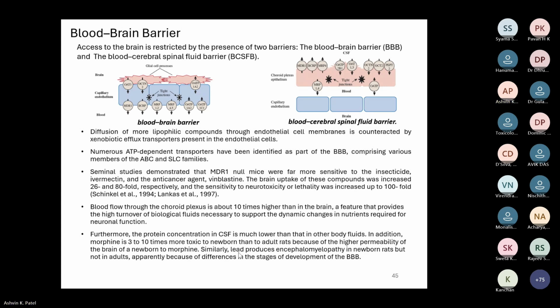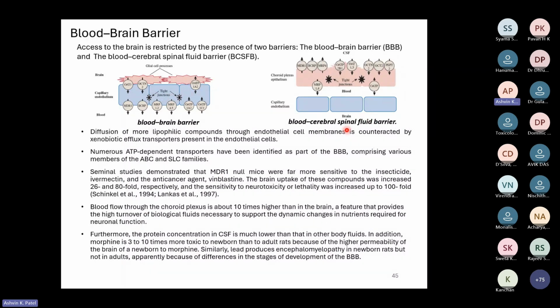Blood-brain barrier. Access to the brain is restricted by the presence of two barriers. First is the blood-brain barrier, and another is the blood-cerebrospinal fluid barrier. This is a schematic diagram of the blood-brain barrier with the different transporters available in the capillary endothelium, and these are the glial cells, specifically astrocytes, which play a role in the tight junctions of the interepithelial cell layer of the brain.